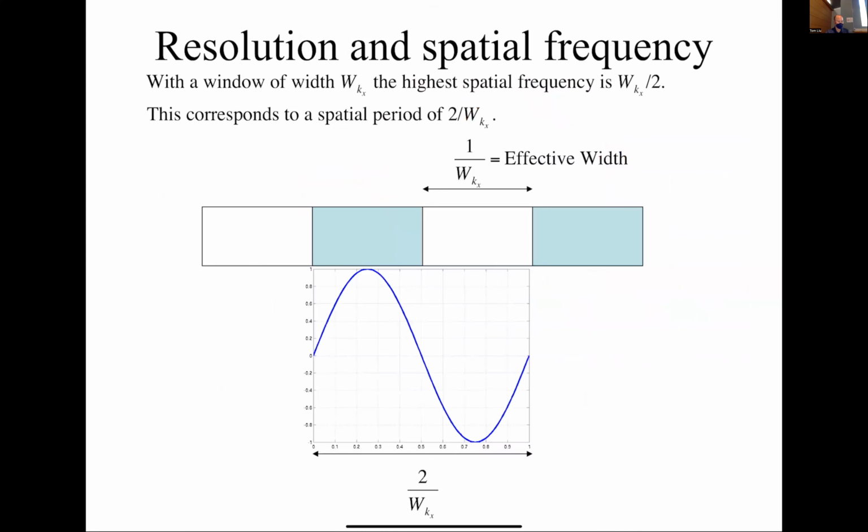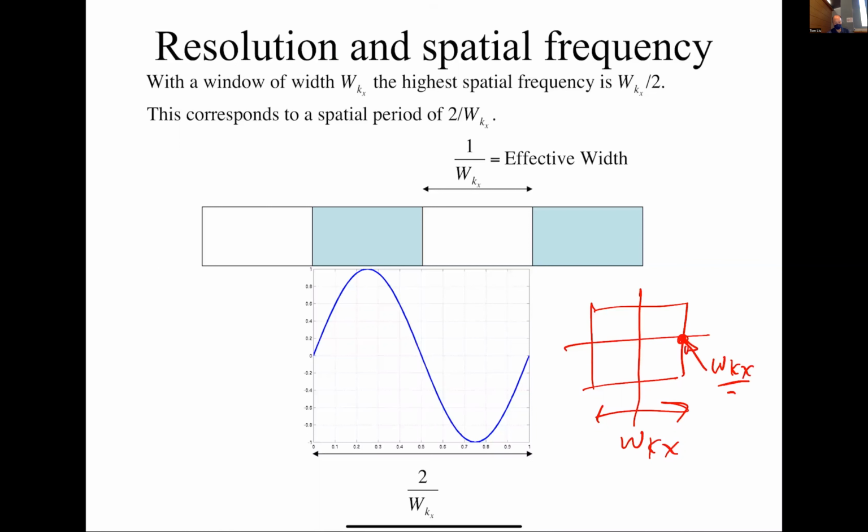So let's look at an example of why that makes sense. So imagine I had a window of wkx, right? So let's say I acquired some data with wkx. So that's the full window from minus to plus, right? That means the highest frequency component I'm going to acquire here has a frequency of wkx over 2, right? So that means the period of this is 2 over wkx. So that's something with a period of 2 over wkx goes up and down.